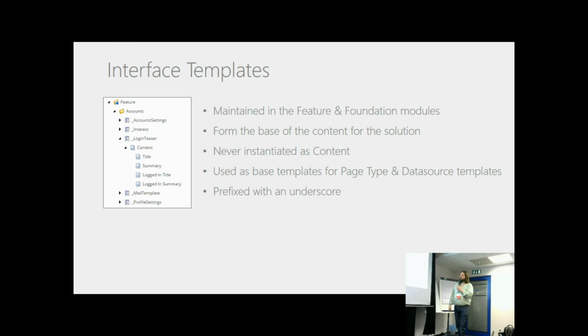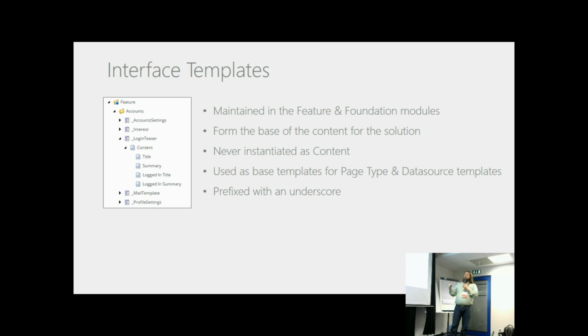So if we start with interface templates, like I mentioned, these are going to be the basis for the models for your feature modules. So they form the base for the content that goes in the content tree. Interface templates are going to live in either a feature or a foundation module. They're never going to be in the project layer. Interface templates are never instantiated as content. We'll talk about how we do this from page types, but you would never create a content item that is of type _interest or _login teaser, for instance.